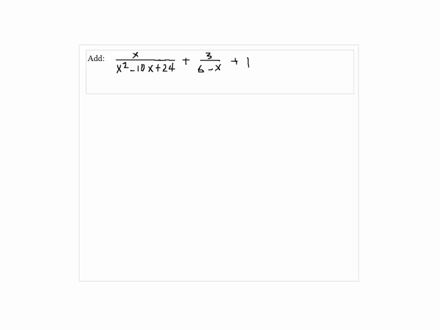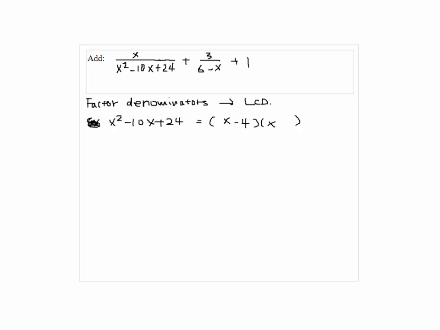Add x over x squared minus 10x plus 24 plus 3 over 6 minus x plus 1. First, factor out the denominators. Then find the LCD. So first we have x squared minus 10x plus 24, which is factored as x minus 4 times x minus 6.